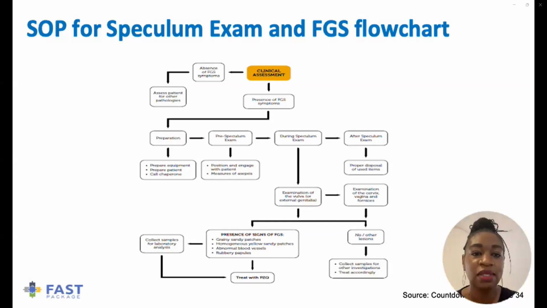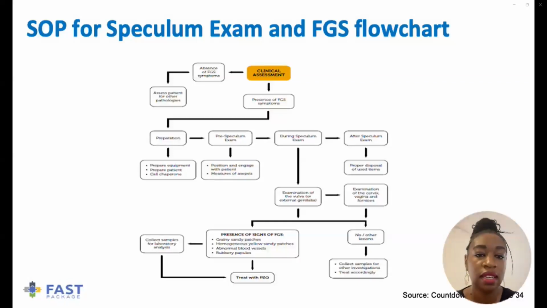But what are we looking at as we are doing all this step-by-step examination of the genital tract? You want to look for presence or absence of any of the 3 most pathognomonic features of female genital schistosomiasis. These include the sandy grainy patches, the homogeneous yellow patches, and the rubbery papules. Abnormal blood vessels are not specific for FGS, but they will be there because it's an inflammatory process, and it's very common in anything that causes inflammation, especially in FGS, as well as HPV or cervical cancer lesions.